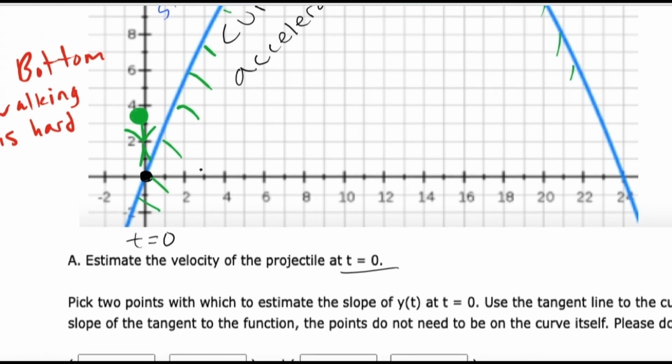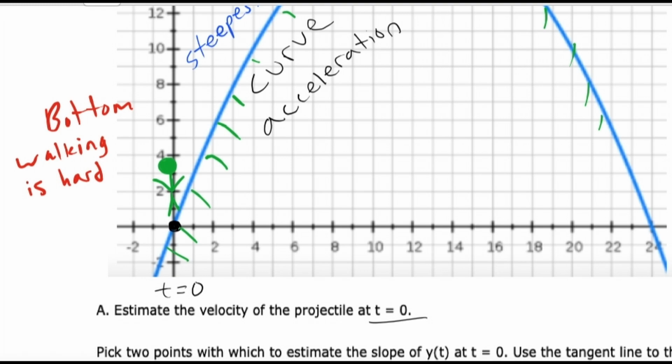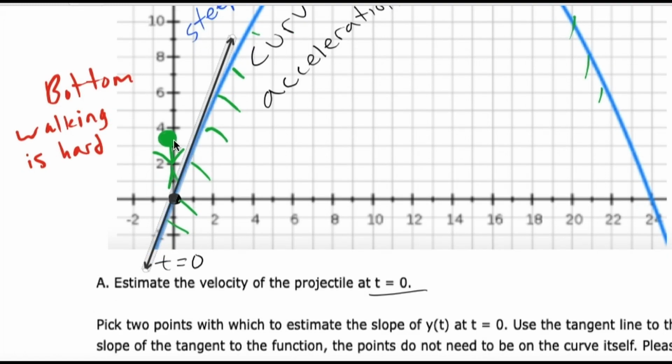So let's do this. Find what's called a tangent. A tangent is when you draw a line that's going in the same direction as the slope. So the black there is my tangent. Now, it has the same angle basically as the hill at the point in question.